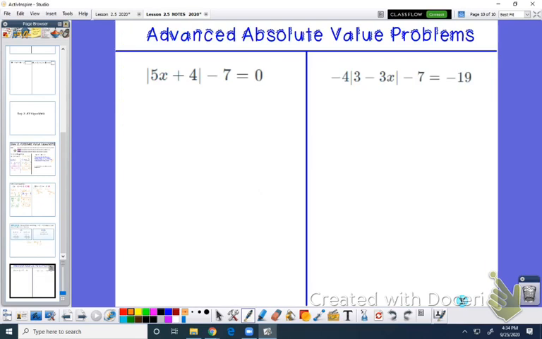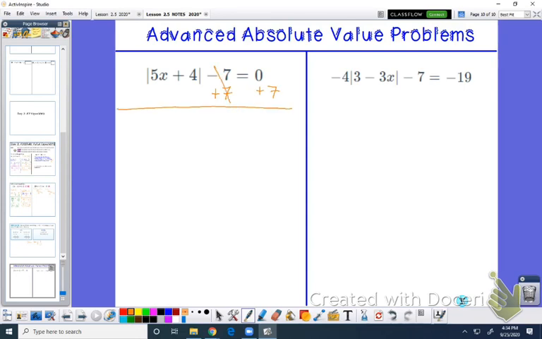So some advanced questions we have here. We have the absolute value of 5x plus 4 minus 7 equals 0. First, you want to treat the absolute value like your variable. You want to isolate it, get it by itself. So we're going to have to get rid of, subtract 7. We're going to add 7 to both sides.